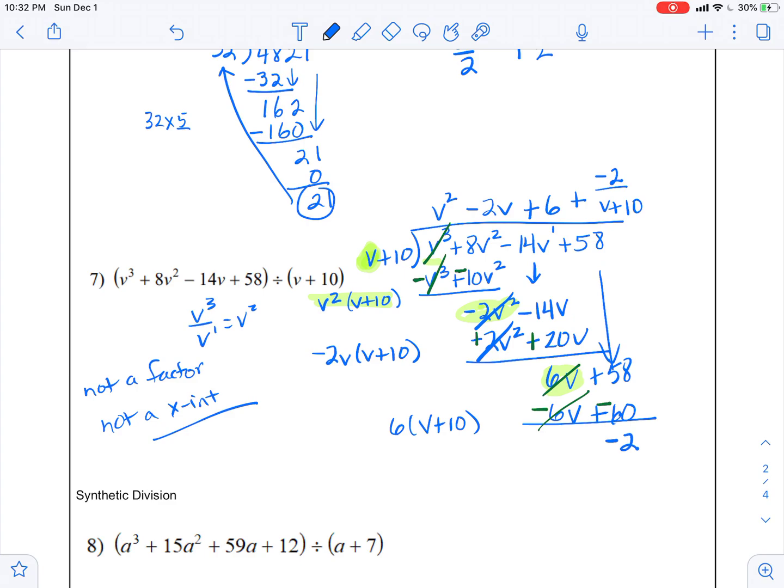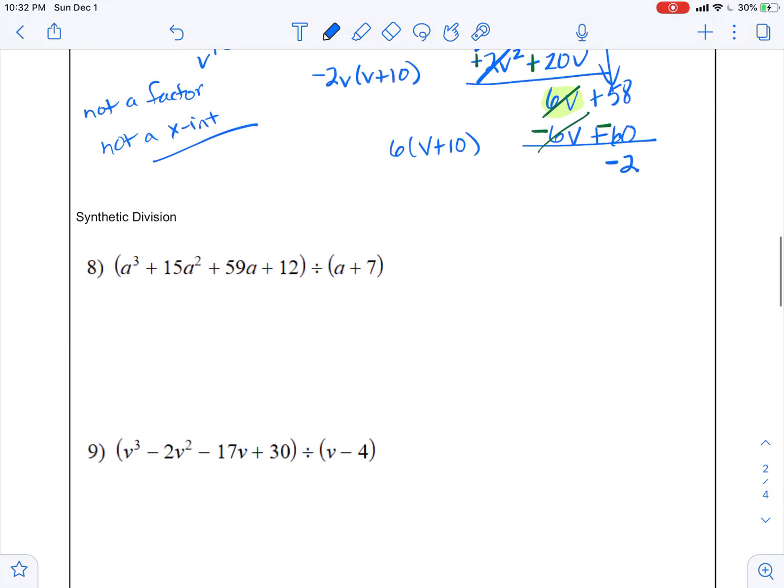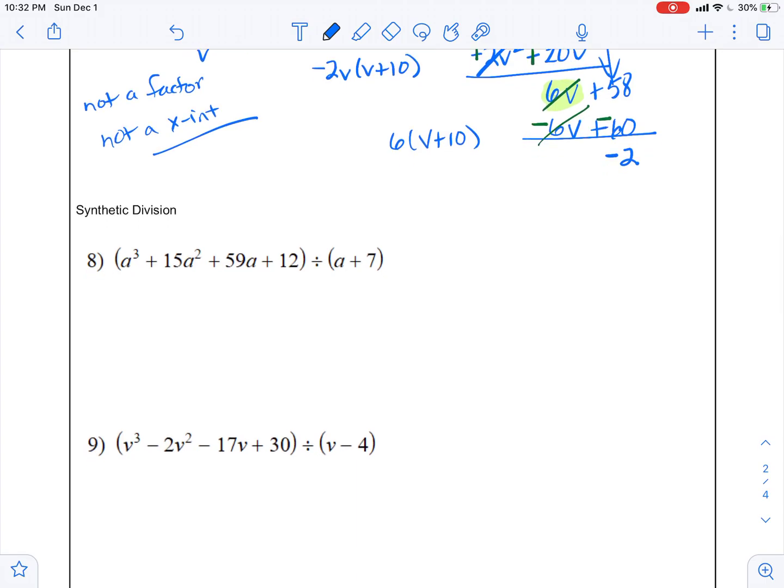Okay, let's try another one. So here we go. I'm going to do a plus 7, a cubed plus 15a squared plus 59a plus 12. So again, what do I need to multiply a by to get a cubed? Hopefully your answer is a squared. I'll do this without writing it out to the side, just in case this helps you. So it's a squared times a plus 7.